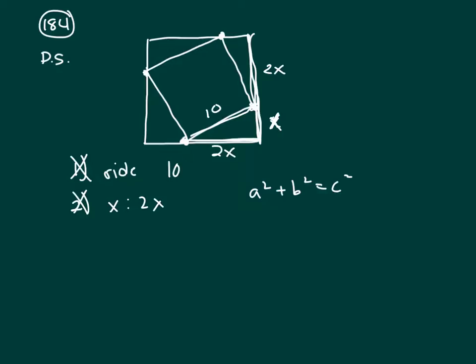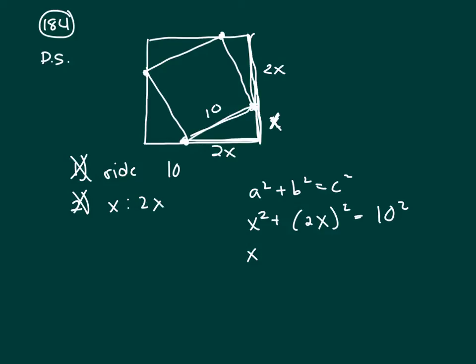So if you plug these numbers in, you get x squared plus 2x squared equals 10 squared. Or you can stop right here because you can solve this equation for x. And remember, to save time, you don't actually have to find the answer on the GMAT data sufficiency. You just have to be given enough information to where you could. So I would stop right now and say my answer is C.